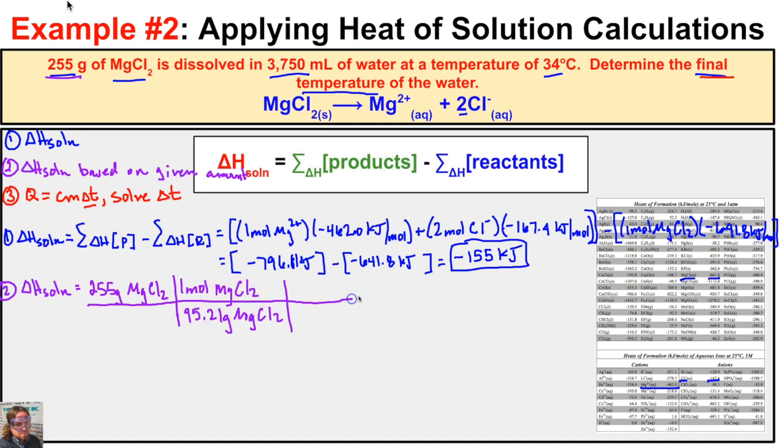And for every 1 mole of magnesium chloride from our balanced chemical equation, it looks like we're going to end up with negative 155 kilojoules of energy, or 155 kilojoules of energy that is released when we start with this much magnesium chloride solid and dissolve it in water.